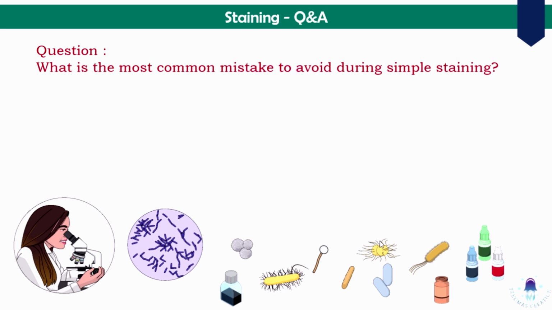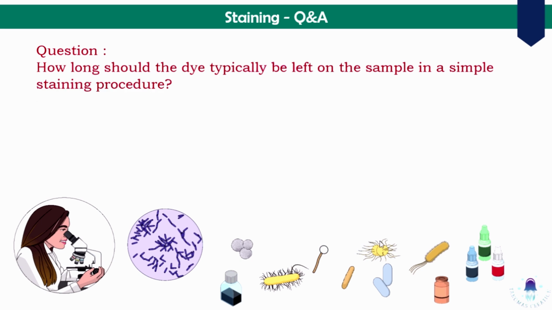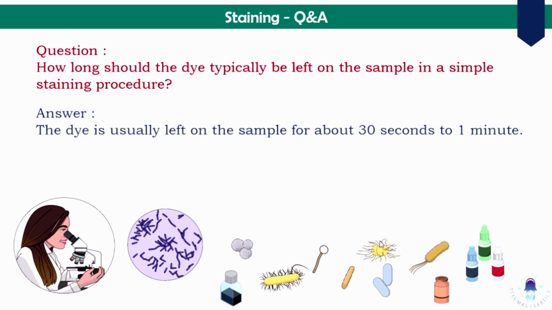Question: What is the most common mistake to avoid during simple staining? Answer: A common mistake is applying too much dye or not rinsing properly, which can lead to overstaining and make details difficult to see. Question: How long should the dye typically be left on the sample in a simple staining procedure? Answer: The dye is usually left on the sample for about 30 seconds to 1 minute.